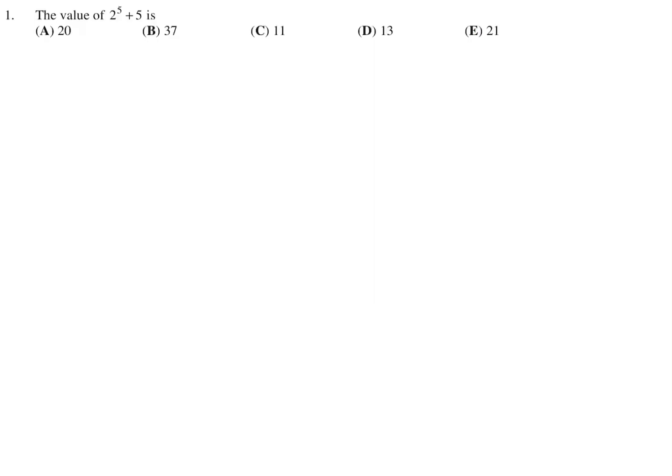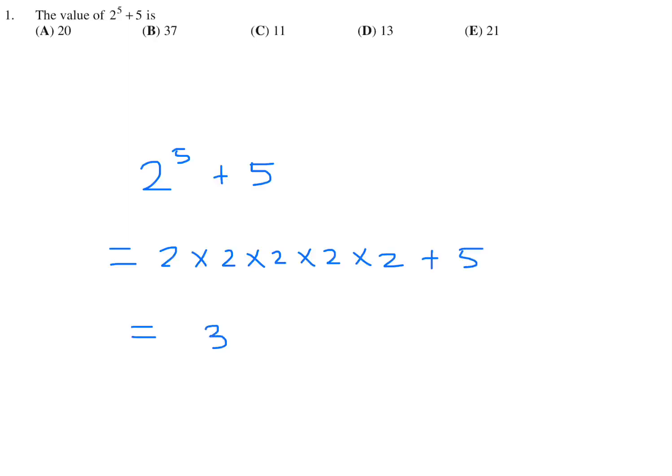The value of 2 to the 5th plus 5 is, well, 2 to the 5th is, of course, 2 times 2 times 2 times 2 times 2, like this. And then you're going to add a 5. So this first part is 32 plus 5, and therefore that becomes 37. So the answer to number 1 is B.